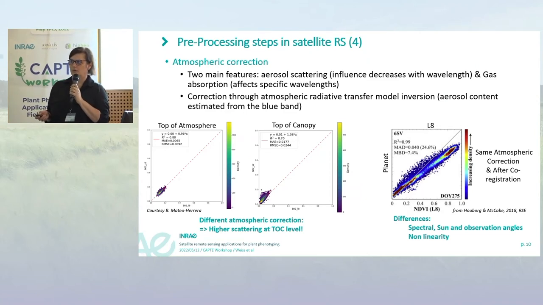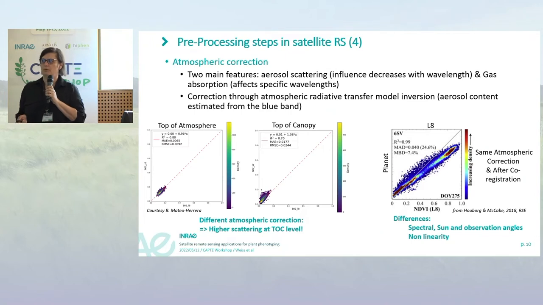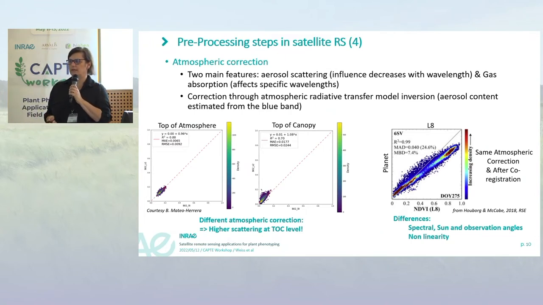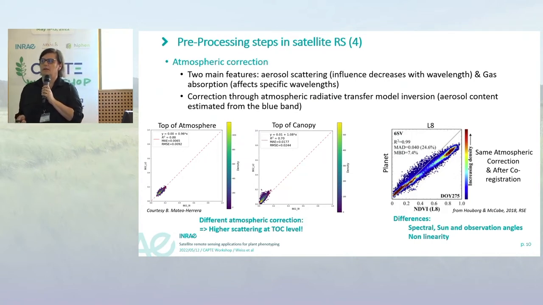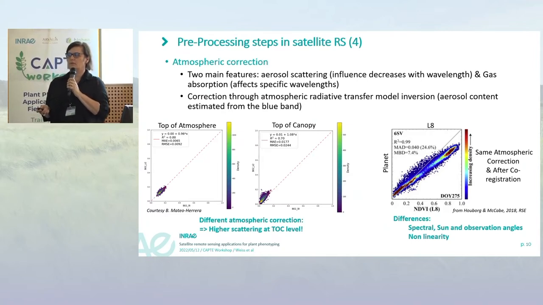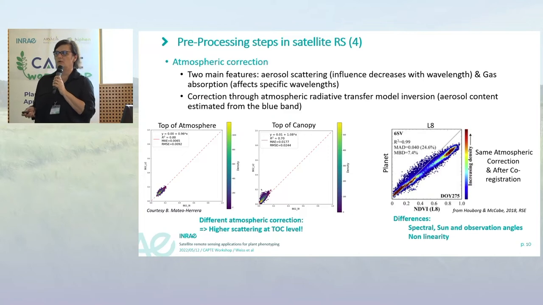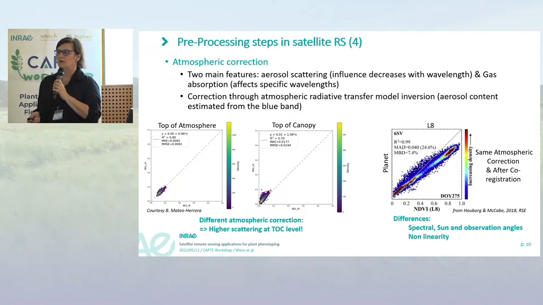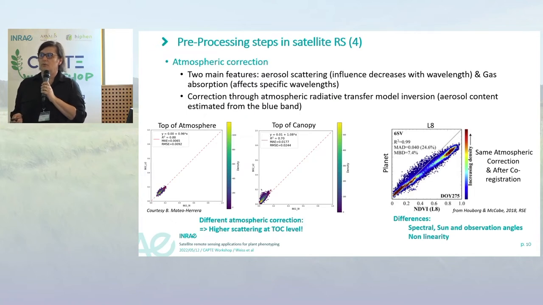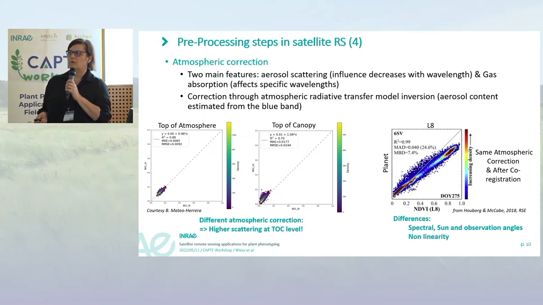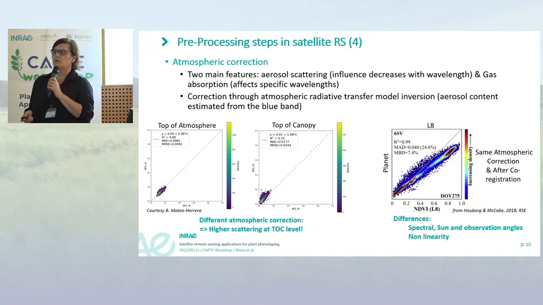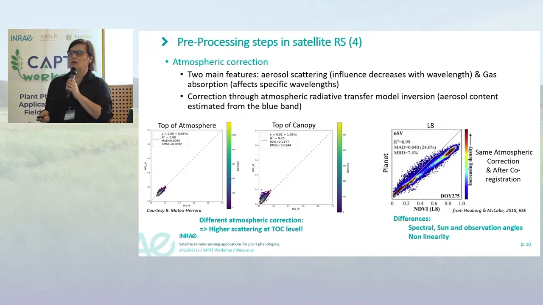And here on the right, this is from a paper from Uborg and McCabe about PlanetScope data. After applying the same correction and comparing Planet and Landsat 8, you can still see some discrepancy on NDVI. So this is on a single site, single day. And all these differences are remaining because there are still some spectral differences, but there is also some difference in the sun and observation angles, and a little non-linearity effect when you aggregate Planet data at around 4 meters to Landsat 8, which is 40 meters.